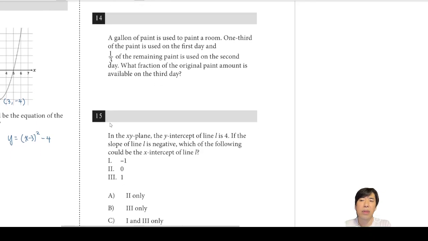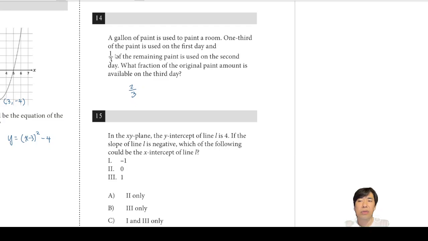14. A gallon of paint is used to paint a room. 1/3 of the paint is used on the first day, and 1/3 of the remaining paint is used on the second day. What fraction of the original paint amount is available on the third day? So if you use up 1/3 of the paint, it's asking for the remaining stuff, okay? So if you use 1/3 of the paint on the first day, the one that remains is 2/3. 2/3 after the first day.